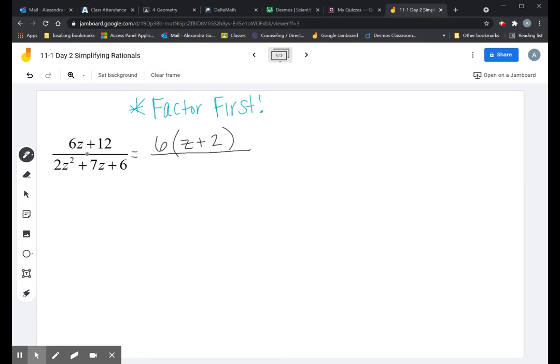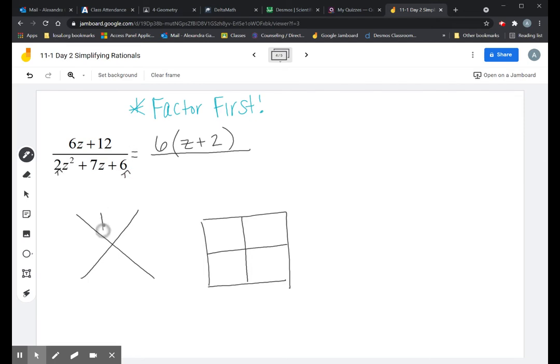And then the denominator, no GCF, but it's 3 terms, so that means I go to the X box. Yes, again, none of this is going away. Okay, so we're prepping. So the first times the third term. So factors of 12 that add up to 7. So 12 is 3 times 4.